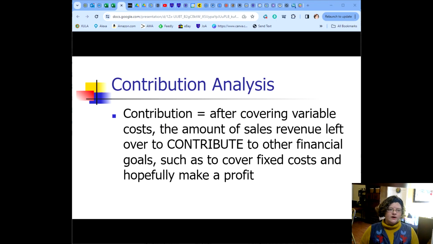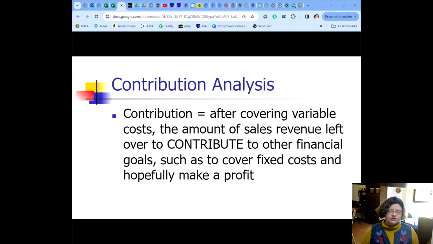Start by reviewing what contribution analysis is, so you have some big picture perspective, and then we're going to go into problem 1, which is an example of the basic calculation methods. So contribution analysis is basically, I think of contribution as what is left over after covering your variable cost, or the amount of sales revenue that's left over to contribute to any other financial goals that you have, such as fixed costs, making a profit.